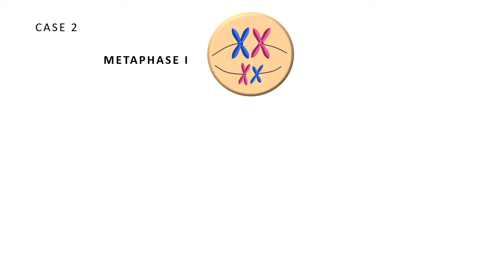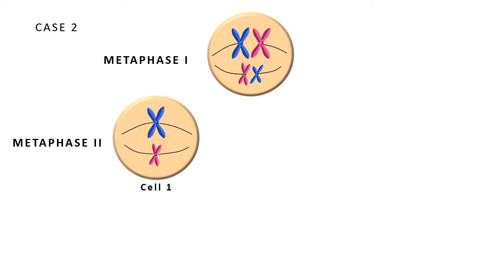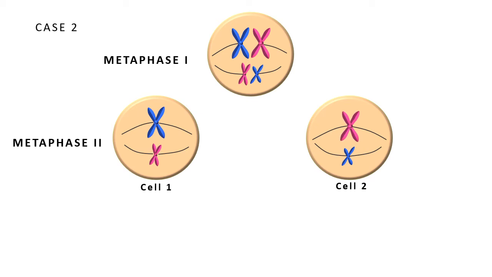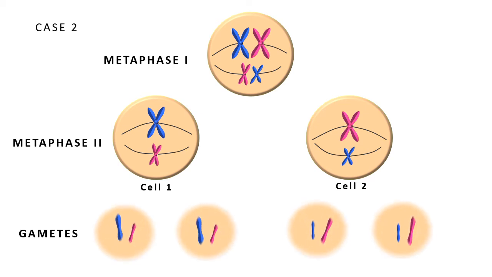At metaphase 2, cell 1 will have a long chromosome of paternal origin, and a short chromosome of maternal origin. On the other hand, cell 2 will consist of a long chromosome from paternal source, and a short chromosome from maternal source. These cells will produce gametes, having copies of chromosomes from both paternal and maternal sources.